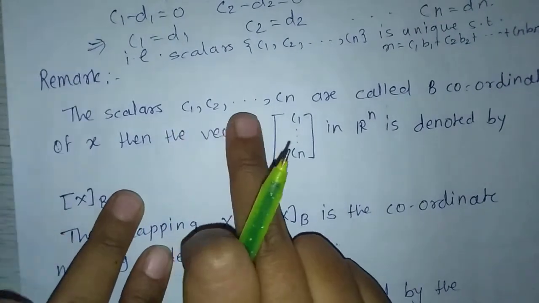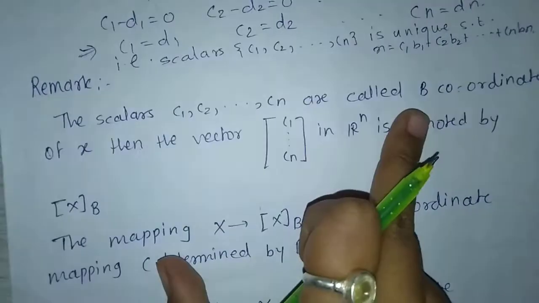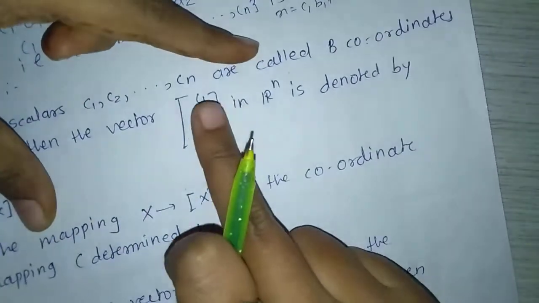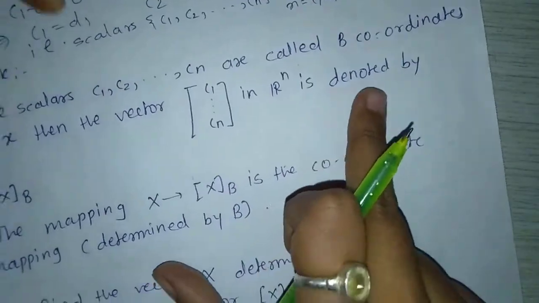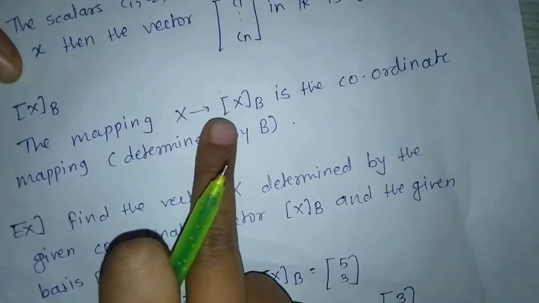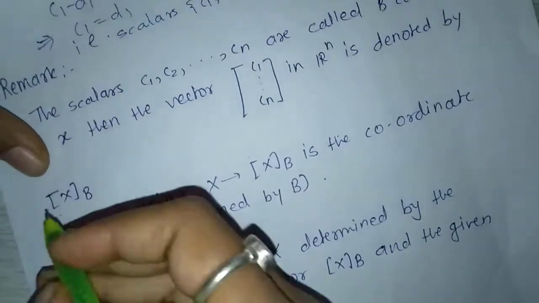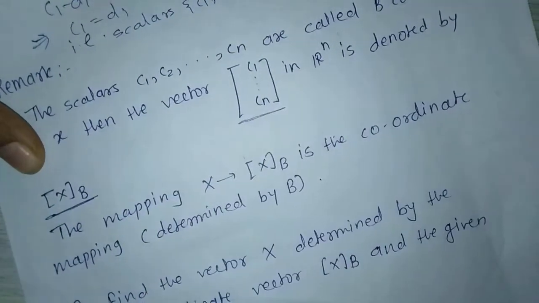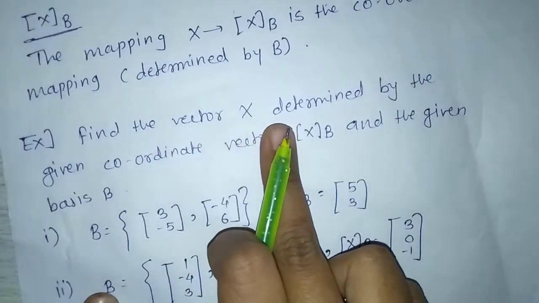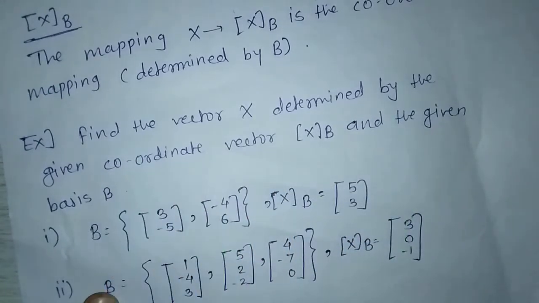Next, a remark. The scalars C1, C2 and so on Cn are called the B coordinates of X. B coordinates of X means B is a basis, so basis coordinates of X. Then the vector C1 and so on Cn in Rn is denoted by X suffix B. The mapping X to XB is the coordinate mapping determined by B. XB means the values of the scalars. Next example: find the vector X determined by the given coordinate vector XB and the given basis B.